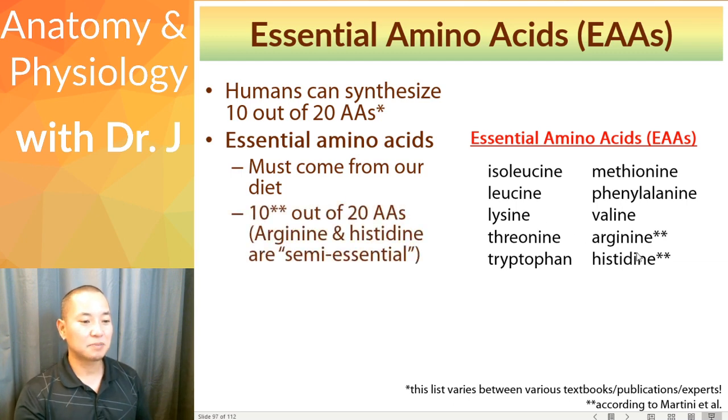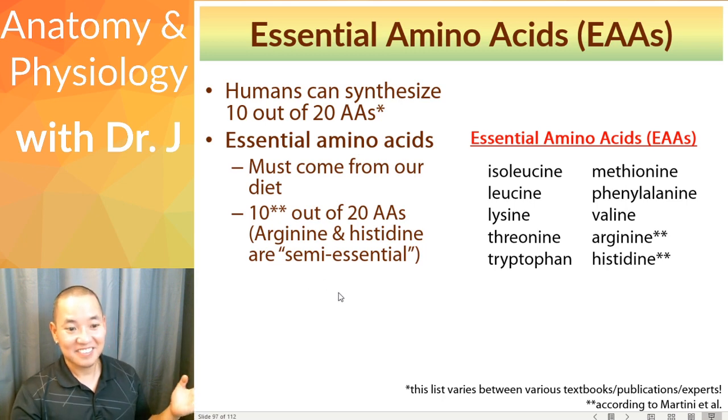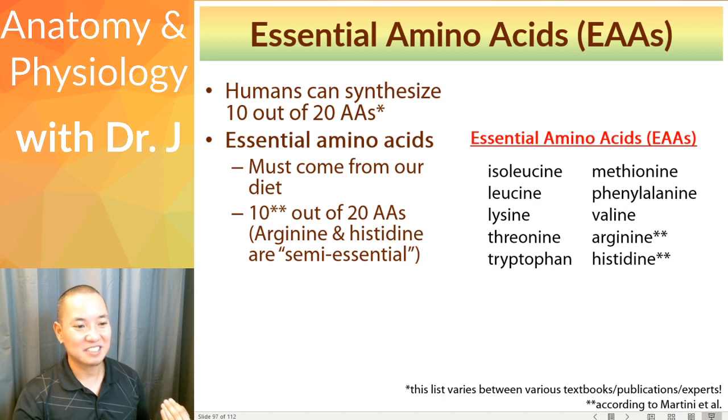And this is where your book gets even more gray. They consider these semi-essential. Why? Because your body can produce these, but it has a hard time producing them. So therefore, the more efficient way is to get them from your diet. I know it's confusing. That's why I don't really want you to memorize this so much as know the definition of essential amino acids.